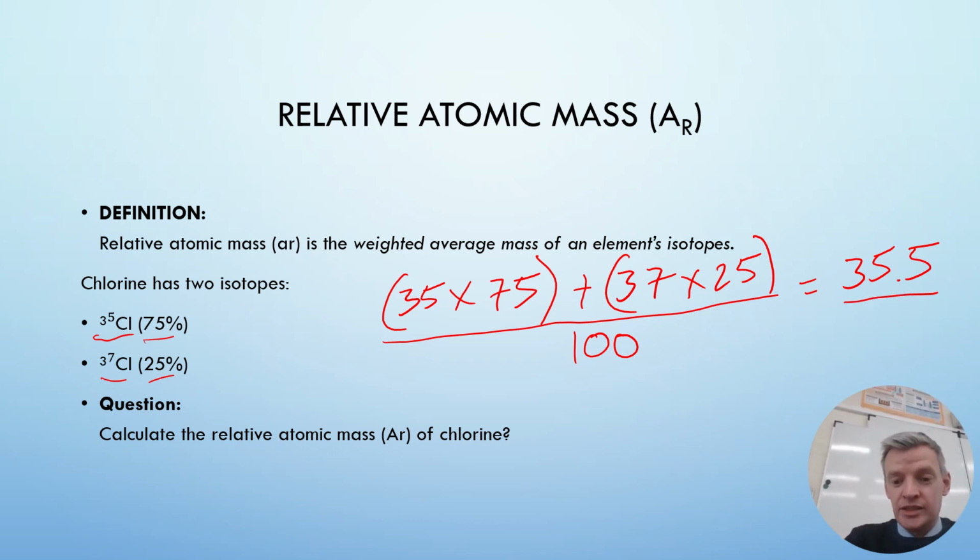Another quick check to see if you're in the right ballpark. You've got two isotopes, 35 and 37. Your average mass should be between 35 and 37. So that's a quick check you can do to make sure you've done this correctly. This is a really, really common exam question, so good source of marks.